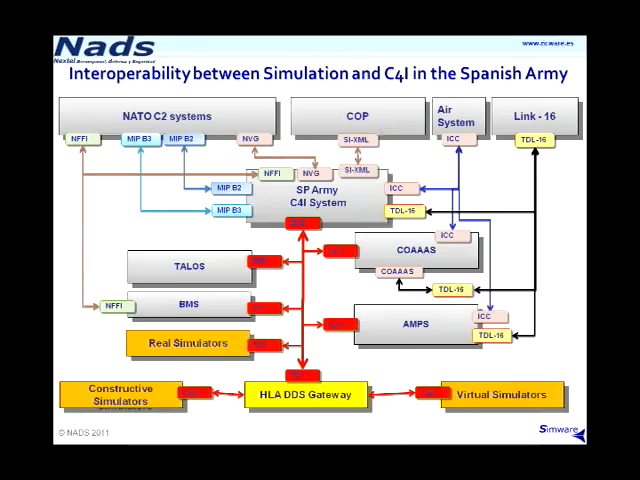Here, NADS is proposing to complete this schema with the addition of real, constructive and virtual simulators. In this case, the protocol will be HLA, and there will be a gateway between DDS and HLA. All the interoperability using HLA and DDS could be done using SimWare technology.